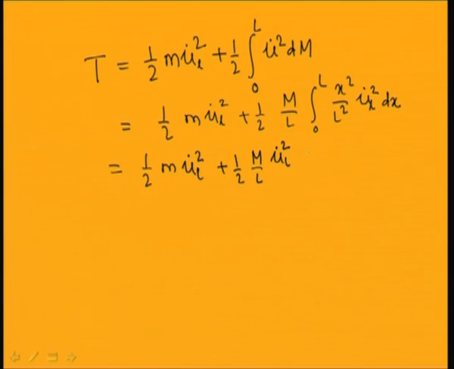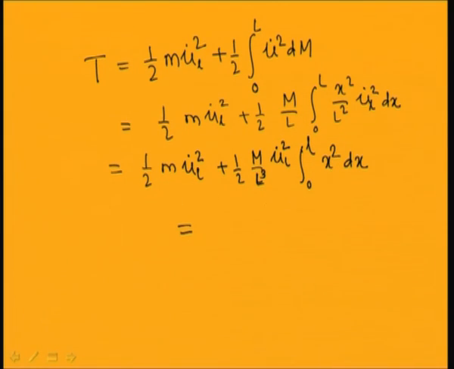So this becomes the integration from 0 to L, and this is 1 by L into L square, so this becomes L cube. So this becomes the integral from 0 to L of x square dx. So this integration will become x cube by 3. By substituting 0 to L, it will be L cube by 3.